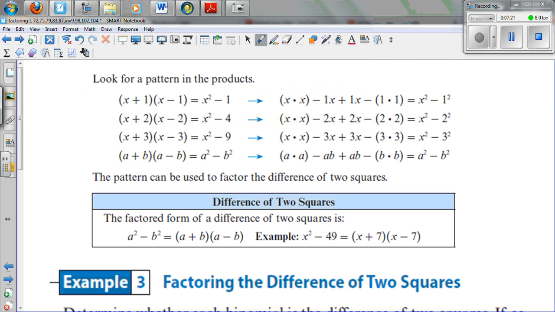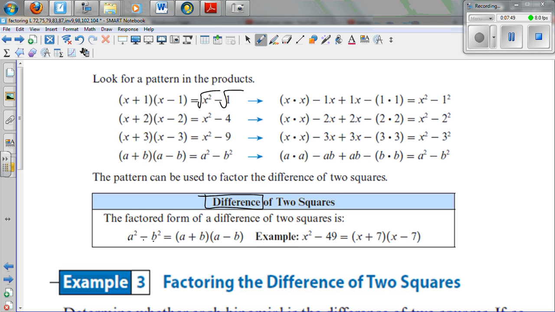Now, there's a second kind of pattern that we look for, and this one is called a difference of two squares. And what does difference mean? Well, difference means it's a subtraction. So it's a subtraction of two perfect squares. And so we're going to look at things like x squared minus 1. Can you take the square root of x squared? Can you take the square root of 1? Yes.